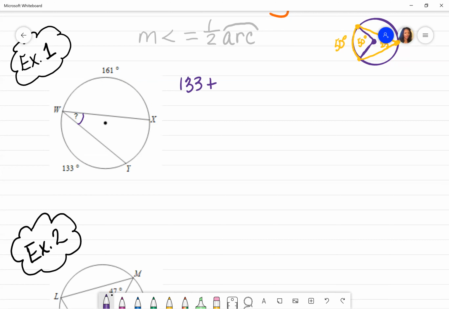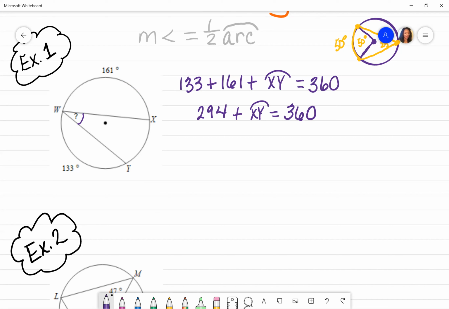133 plus 161. And I would like to know the arc measure of XY. And since I know if I connected all of that together, it would equal the entire circle, the measure of a circle is 360 degrees. So now what I would do is just simplify and solve for that arc. On this side, if I combine like terms, I end up with 294 plus arc XY, or you can just name it x if that's what you want to call it.